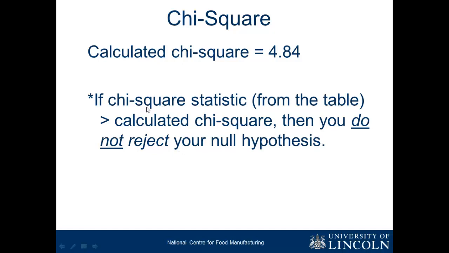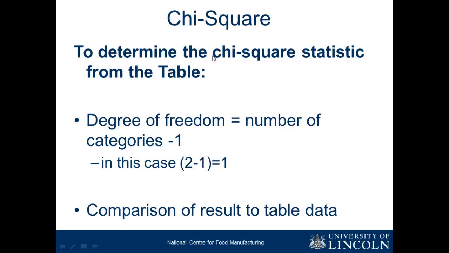That is to say, if the chi-square statistic, that is the value from the table, is less than the calculated chi-square, then you reject your null hypothesis. If you know one, you can actually tell me the other one. So now let's look at what we have, and determine the chi-square statistic from the table.